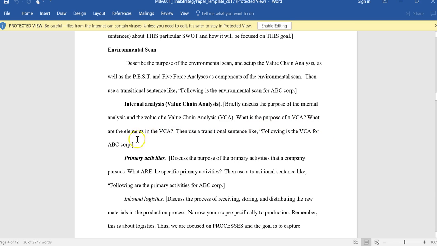Following is the value chain analysis, or you can say what the value chain is too. Let me start over here. So the internal analysis looks at the internal part. For our purposes, we're going to do the value chain analysis, which looks at 9 elements. Go through the videos and the ancillary materials that tell you what's going on there.